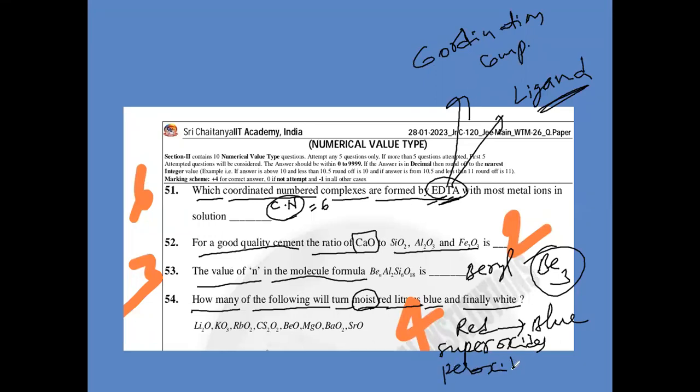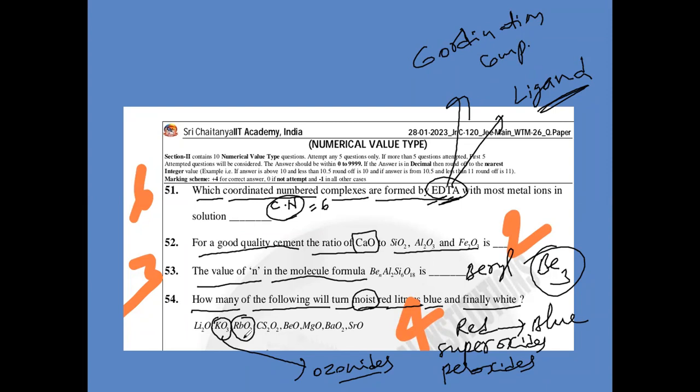peroxides, superoxides, peroxides, and ozonides. Remember these three names: ozonides, superoxides, peroxides. These will convert the red litmus into blue and finally into white. So in this, KO3 is called what? Potassium ozonide. KO3 is potassium ozonide.